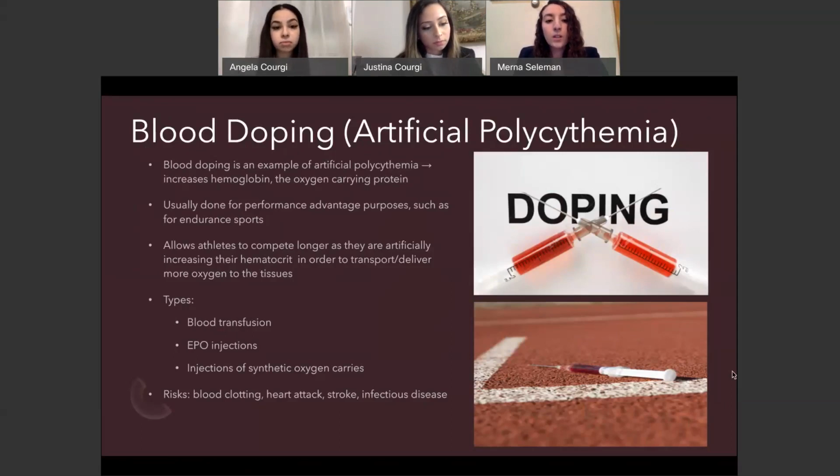3 types of blood doping include blood transfusions, injections of erythropoietin, which is a hormone released from the kidneys that stimulates production and maturation of red blood cells, and the third is injections of synthetic oxygen carriers. Risks include blood clotting, heart attack, stroke, and spread of infectious diseases from blood doping methods via transfusion.